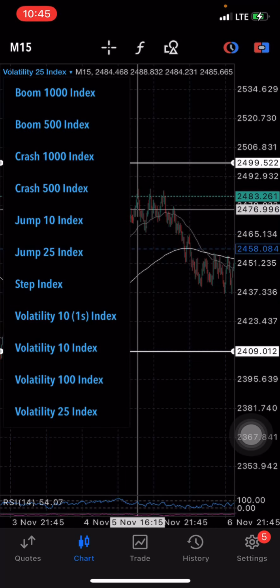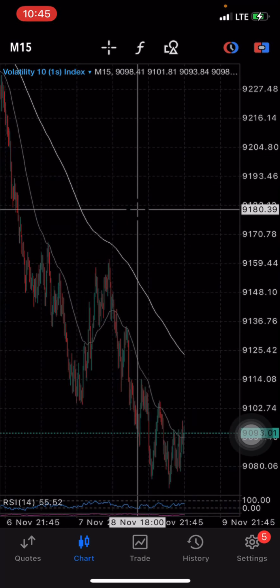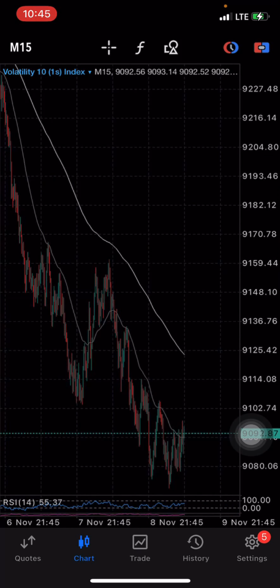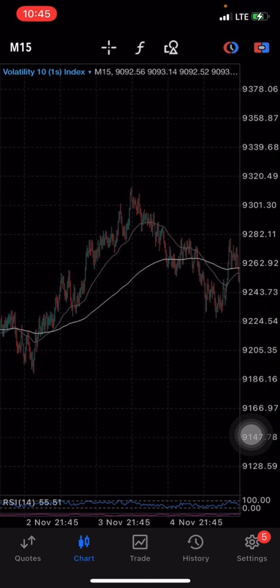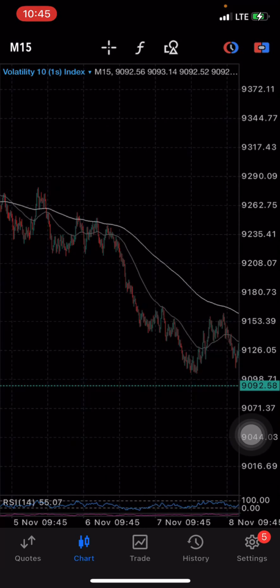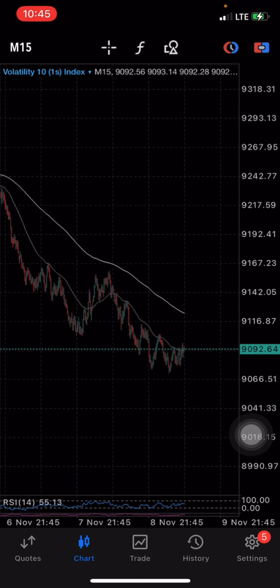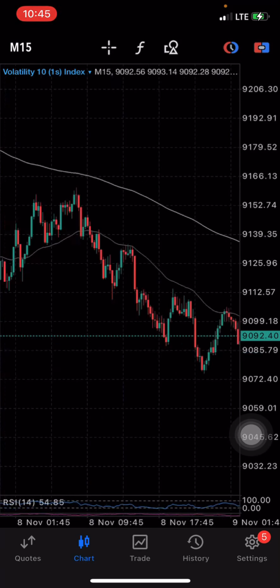So I'll now switch back to my Volatility 10 for illustration purposes. So now you know the rules surrounding the EMA, when to use the EMA and when to not use the EMA. Now let's dive straight into the application of these EMAs as a trading strategy. I'll analyze from the most current markets and trade it back.